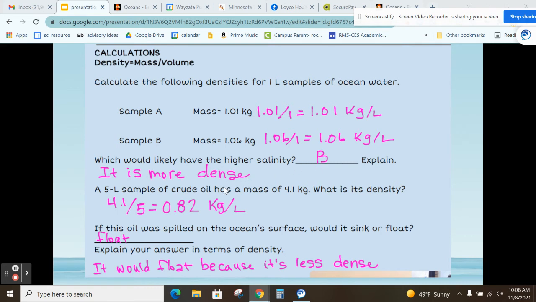5 liters of crude oil has a mass of 4.1 kilograms. Its density is 0.82 kilograms per liter. The oil will float on the surface of the ocean because it's less dense.